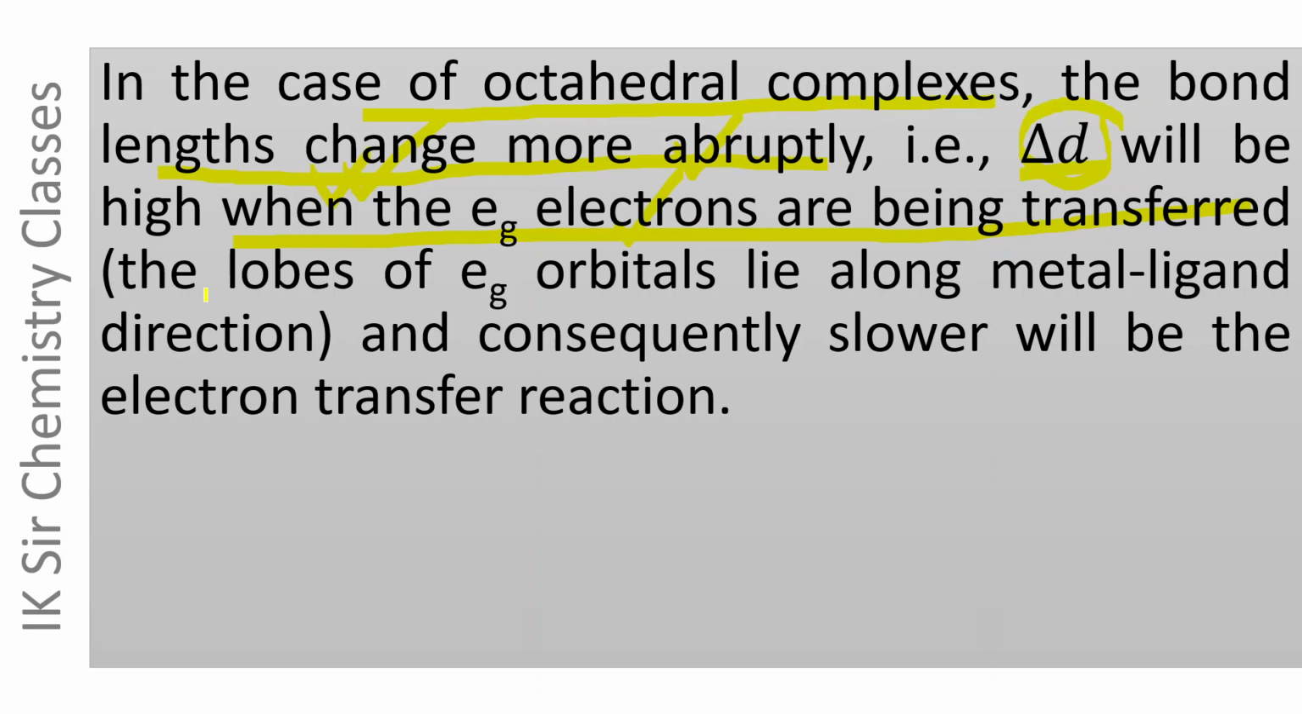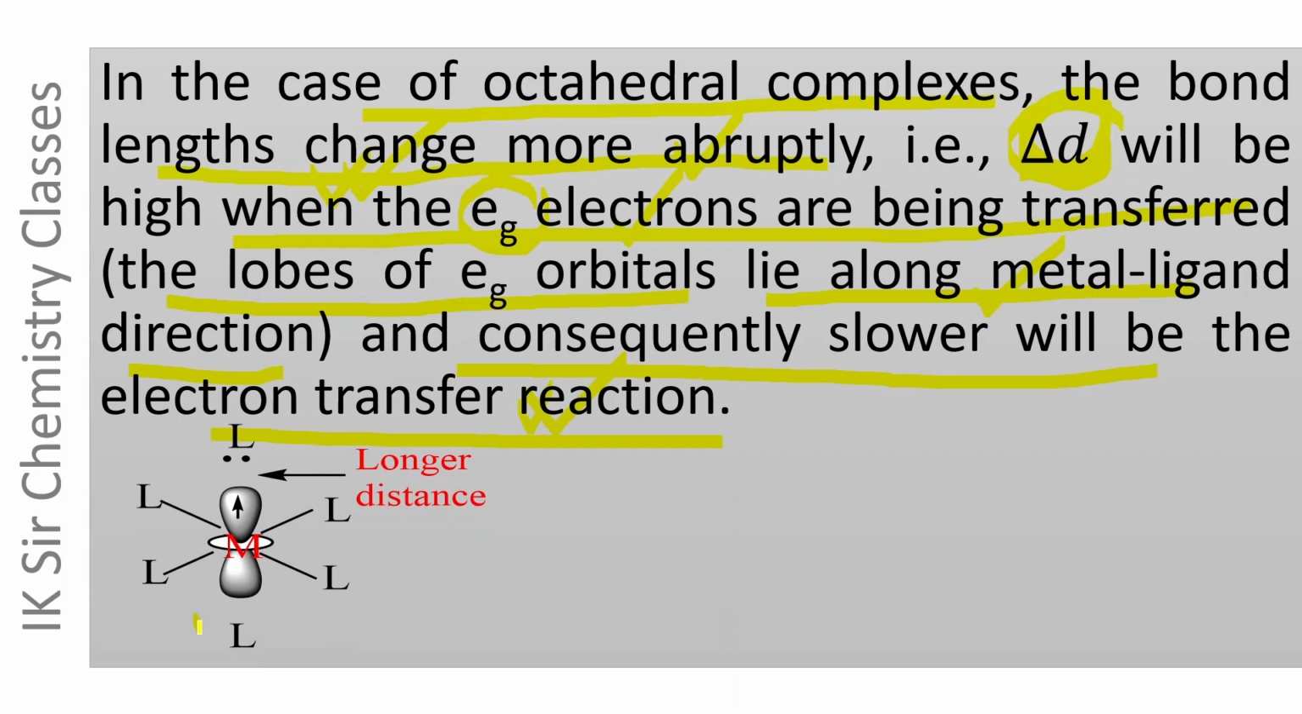This is due to the fact that the lobes of Eg orbitals lie along the metal ligand direction, and consequently slower will be the electron transfer reaction. If delta D is high, greater will be inner sphere reorganization energy, and the greater will be Gibbs energy of activation, and hence slower will be the rate of electron transfer reaction by outer sphere mechanism. This is if Eg electrons of metal ion are being transferred, because its lobes lie directly along the metal ligand direction.